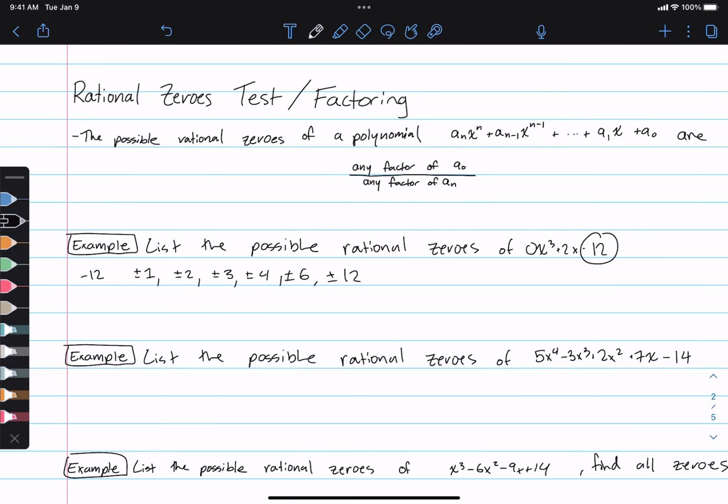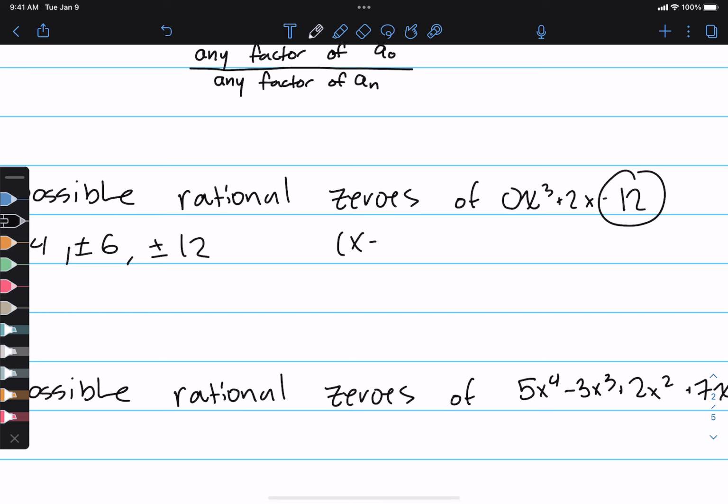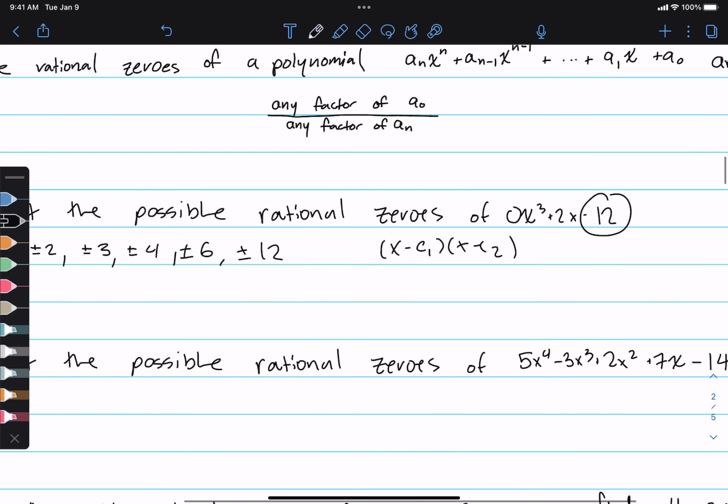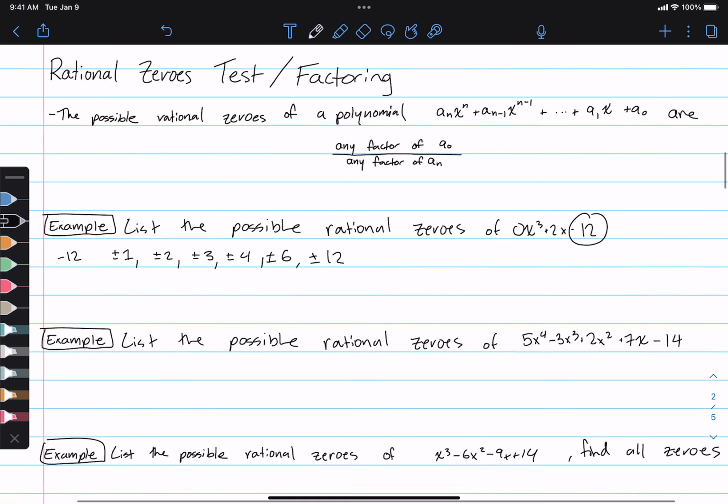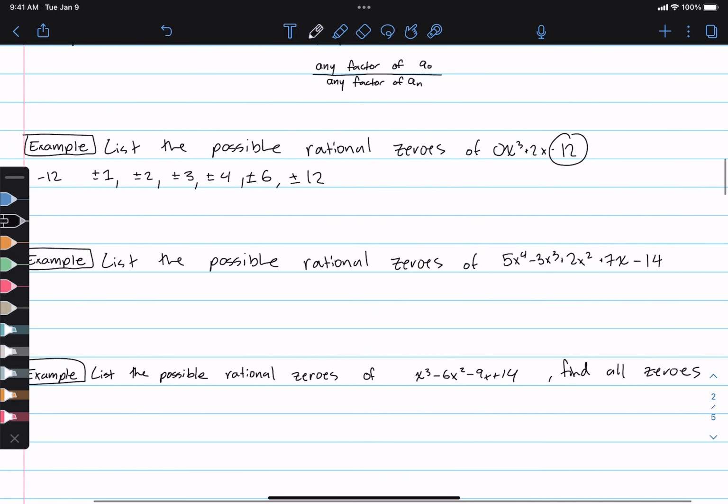And that makes sense because if we have these linear terms, x minus c1, x minus c2, and so on, we're going to want c1 times c2 all to multiply together to be negative 12. So it has to be factorable, if that makes sense. Our next example is listing the possible rational zeros of 5x to the 4th minus 3x cubed plus 2x squared plus 7x minus 14.